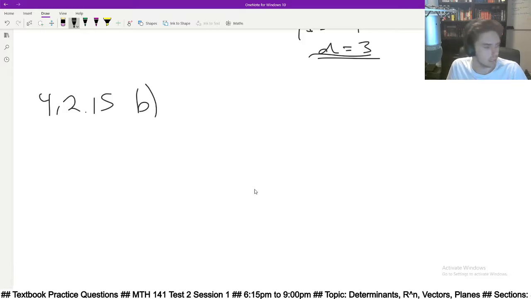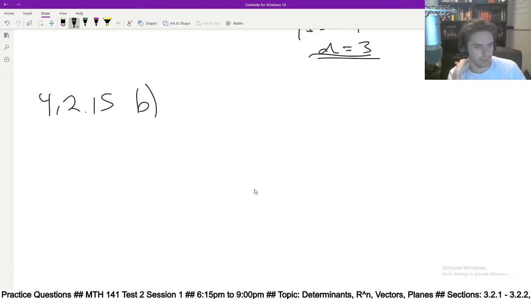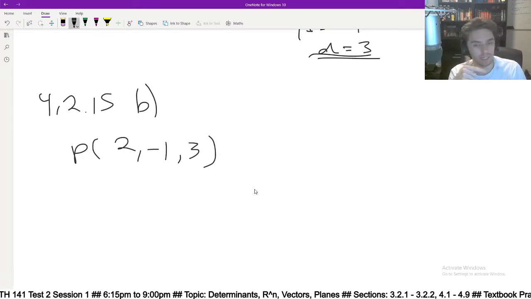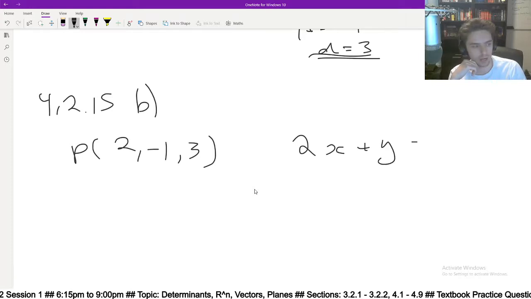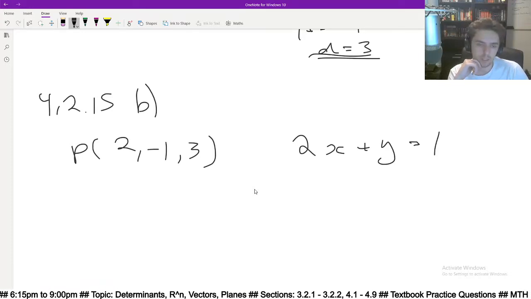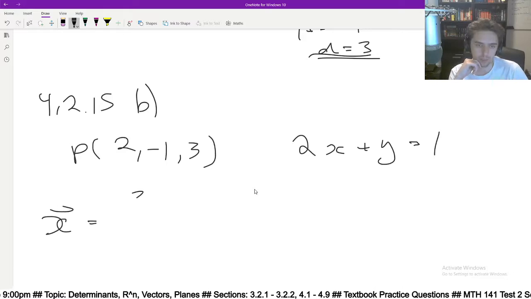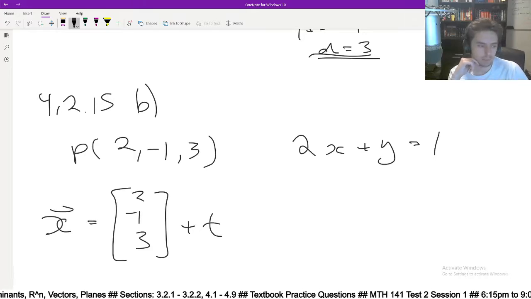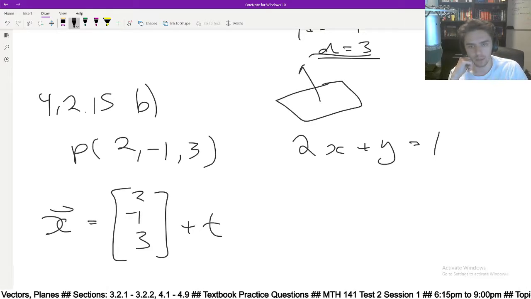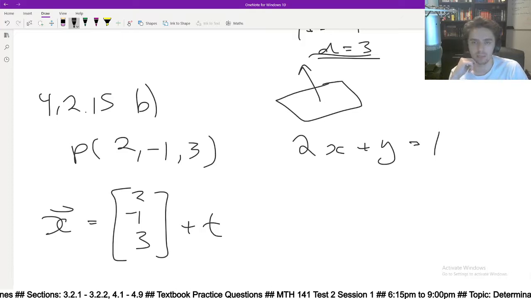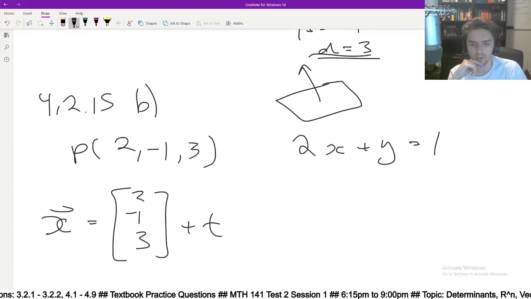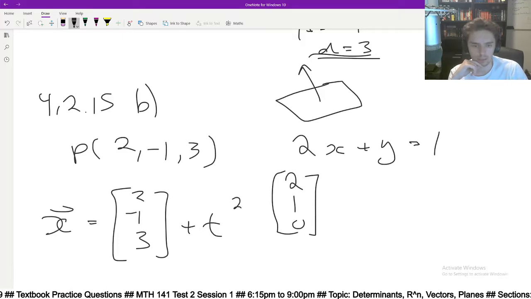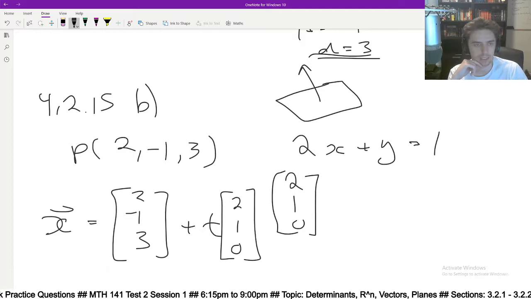4.2.15b is asking, it wants the vector equation of a line that passes through the point P 2, minus 1, 3, and is perpendicular to the plane 2x plus y equals 1. So for the vector equation of a line, well, we need a point. So our point is that point, plus a direction vector. And if we're looking for a line perpendicular to a plane, the direction is going to be the normal to that plane. Right, so the normal of this plane is 2, 1, 0. So that's the direction vector here. And that's the answer.